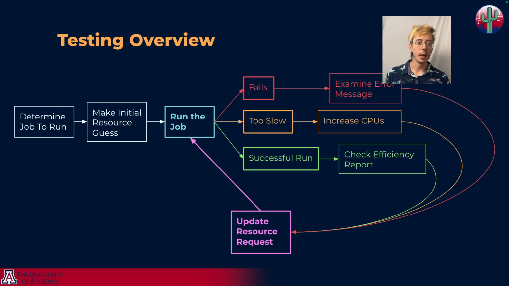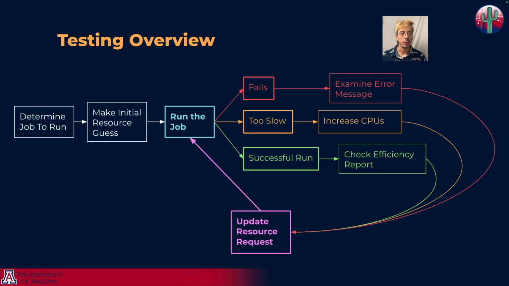So here is a quick diagram, a flow chart that we can use to figure out the optimal resource request. And of course, we're going to need to loop back around depending on the output of our job. So the first step is to determine the job to run. If you're a researcher, you probably already know what this is. You can make an initial resource guess.